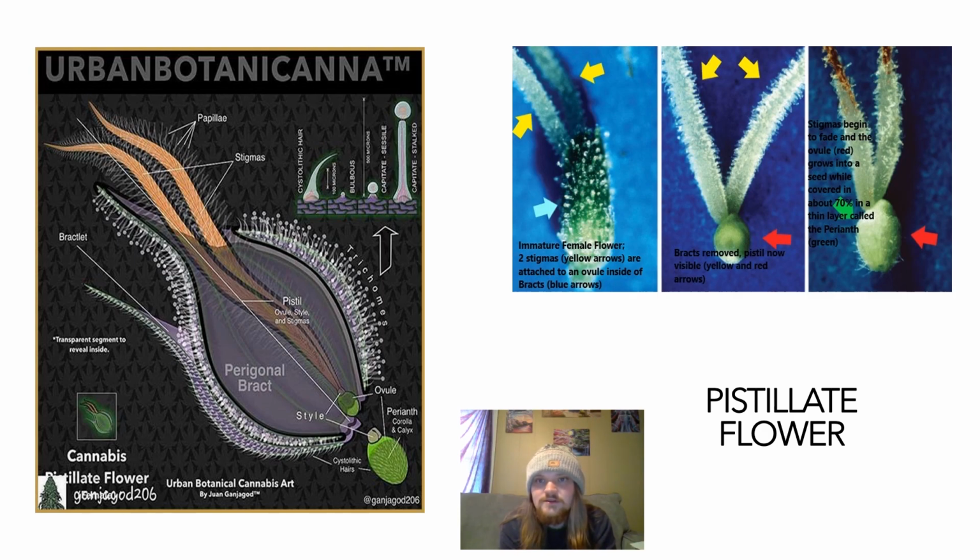So you can see the stigmas, you can see the style somewhat, you can see the ovary, the ovule, all that, and that's just the yellow and red arrows. Once the flower has been pollinated, the stigmas begin to fade, and the ovule grows into a seed while covered in a thin layer, which is called the perianth. It's hard to see, but it's there as far as I can tell.